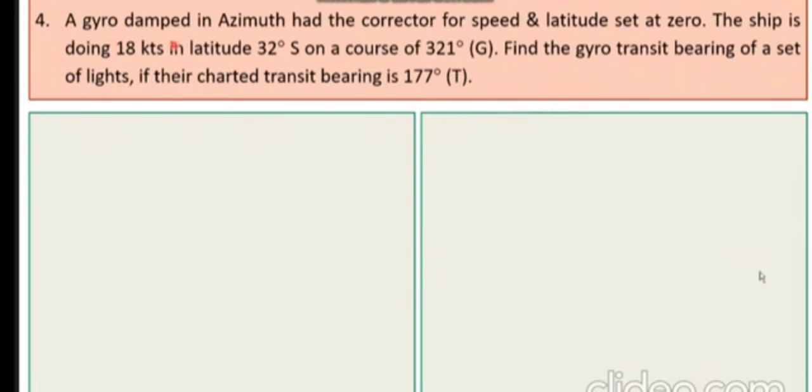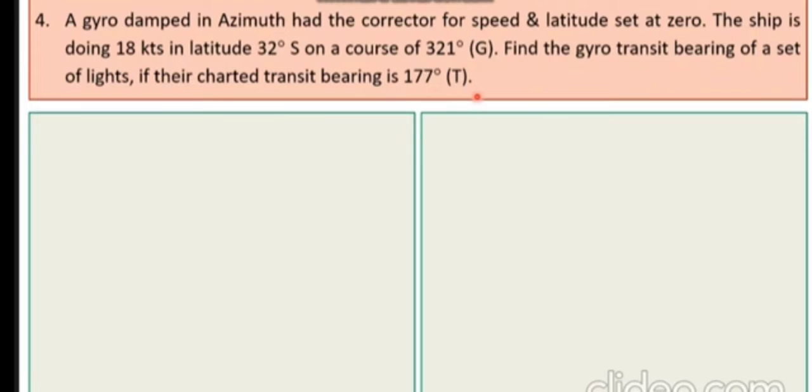A gyro dammed in azimuth had the corrector for speed and latitude set at 0. The ship is doing 18 knots in latitude 32 degrees south on a course of 321 degrees gyro. Find the gyro transit bearing of a set of lights if their charted transit bearing is 177 degrees true.